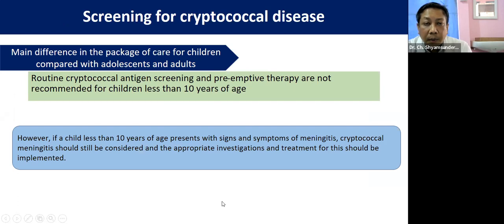Then, how do we screen for cryptococcal disease? The main difference in the package of care for children as compared with adolescents and adults is that routine cryptococcal antigen screening and preemptive therapy are not recommended for children less than 10 years of age.